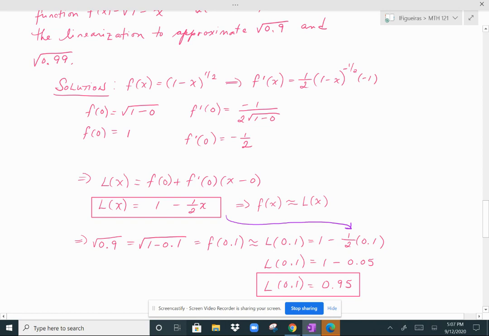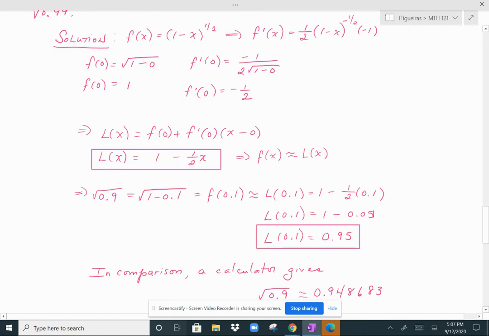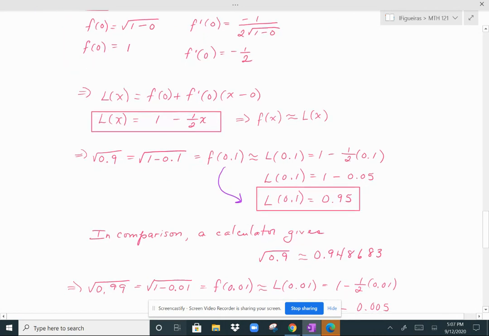And again, this could be done without a calculator. This is just 0.5 times 0.1, which will give me 0.05. So when you subtract 1 minus 0.05, you get that the approximate value of the function at 0.1 is about 0.95. And if you actually took a calculator and plugged it in, it would give you 0.948683. So 0.95 is actually a pretty good approximation of that square root.